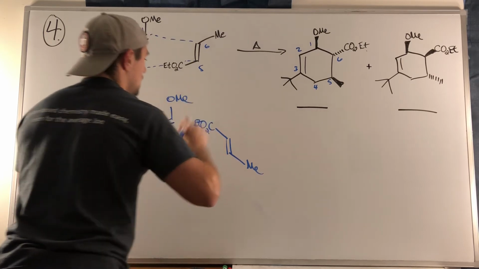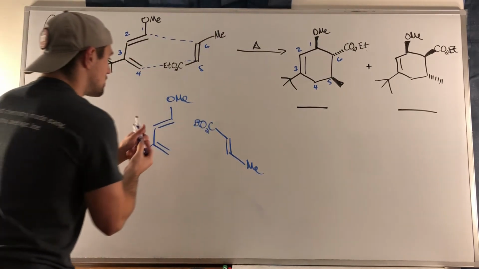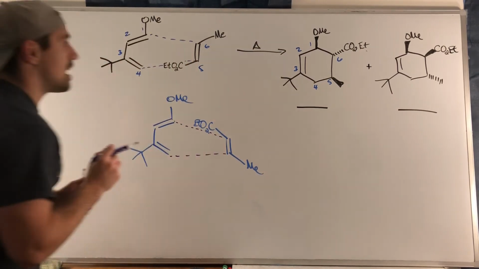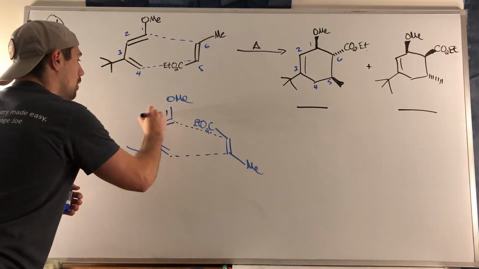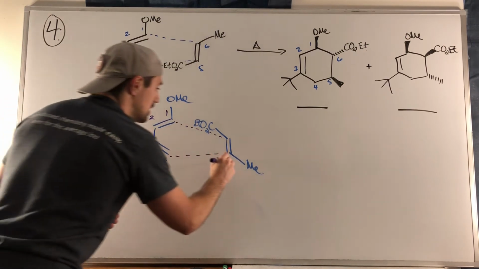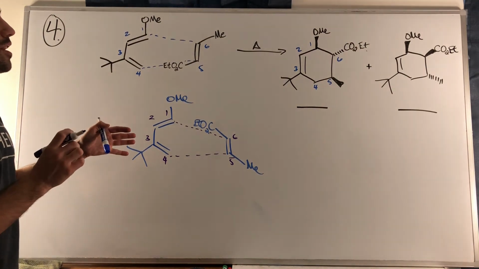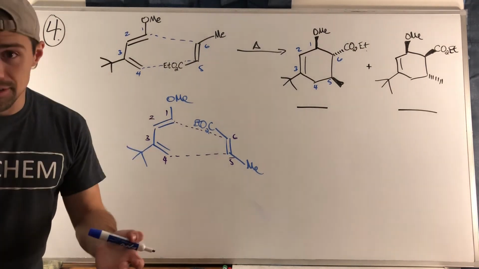CO2Et. Okay, now if you check this and we line these up, you'll see that, in fact, we see our ester on 6, the methyl group on 5. Okay, so now the real question is, which is the exo and which is the endo?